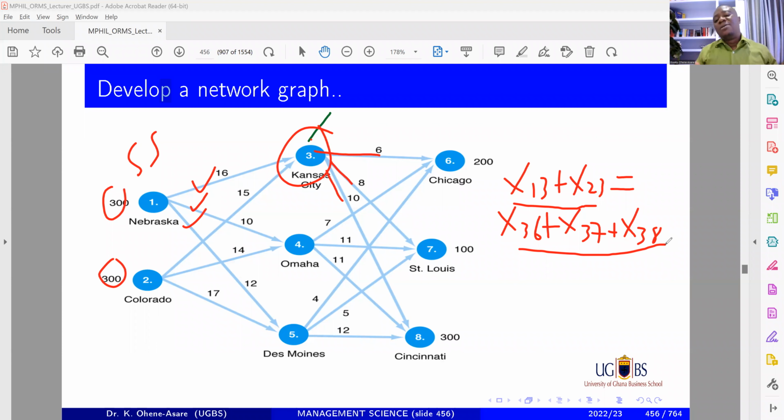At this stage, you can group like this by moving those on the right-hand side to the left-hand side, and then you'll be left with 0. And that's it. The same thing will be for Omaha. Look at the arcs entering it and the arcs leaving it. Who can walk me through that for Omaha? What will be the constraint for Omaha, node 4?